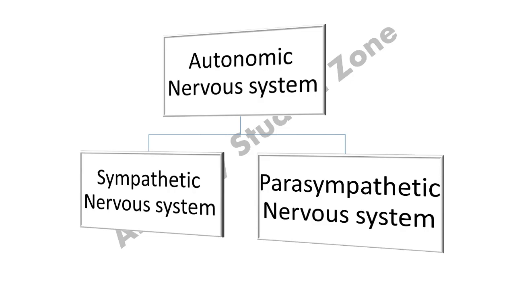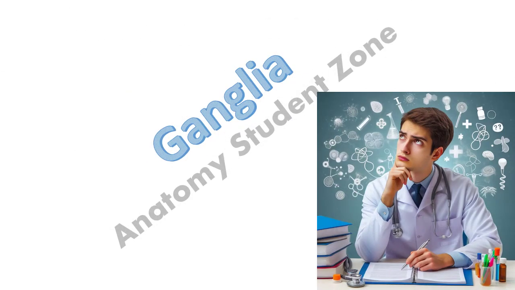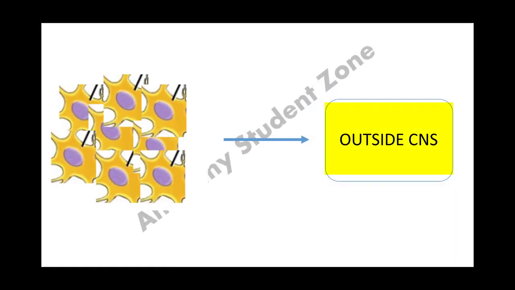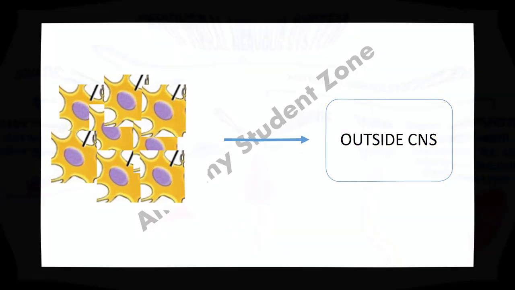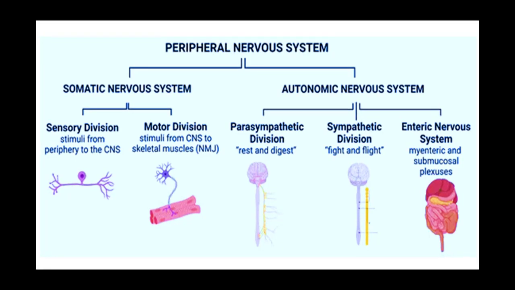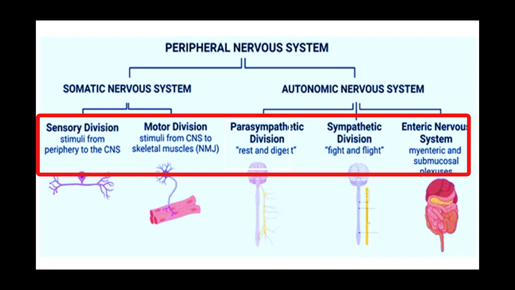Moving towards the main topic, the peripheral nervous system consists of three components: cranial nerves, spinal nerves, and their associated ganglia. First, I will talk about the ganglia. Ganglia are collections of neuronal cell bodies, and these collections are found outside the central nervous system. This is a very important image to understand the concept of ganglia. Have you ever thought where these ganglia are located in the peripheral nervous system? They are found in the somatic and the autonomic branches of the peripheral nervous system.